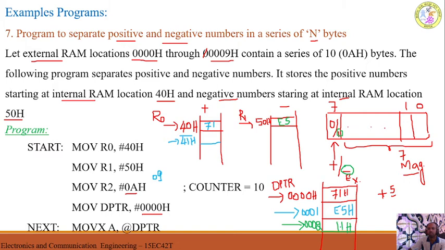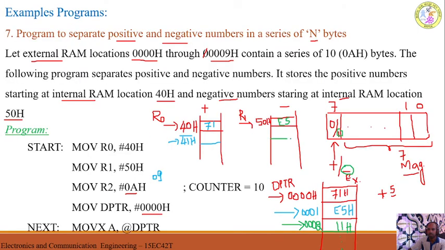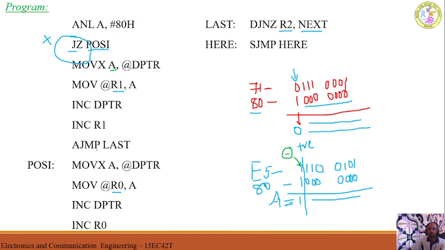Some data we can take, and so on. And again increment R1. R1 is incremented by 1 time. One data is already stored. Now R1 becomes 51 to store the next negative number. Again AJMP last, an absolute jump; it directly comes to the last label, which is available here.